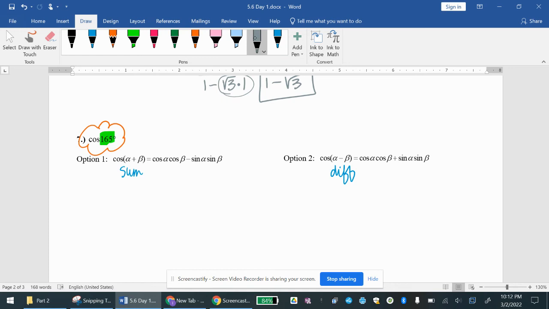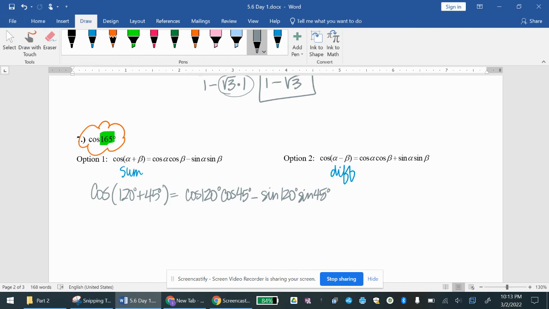So I chose to use 120 and 45, right? 120 has a reference angle of 60 degrees, and 45 is in quadrant 1, it's a reference angle itself, right? A special reference angle. Okay, so now I'm going to follow the pattern. So cosine of my first angle times cosine of my second angle minus sine of my first angle and sine of my second.